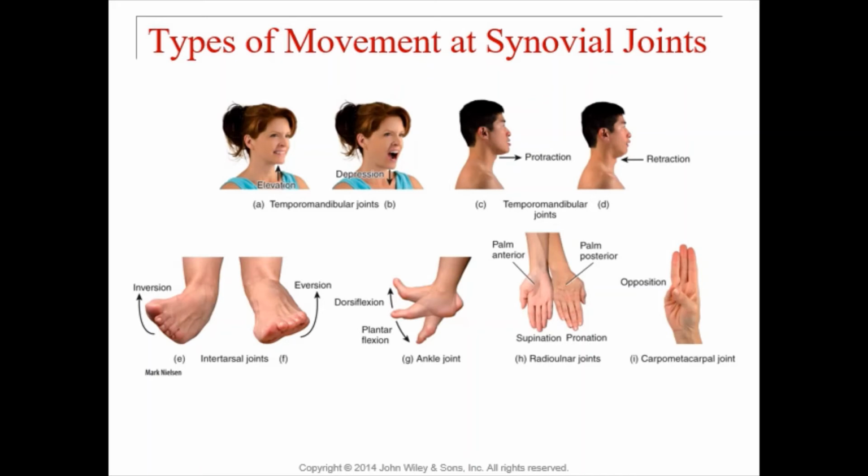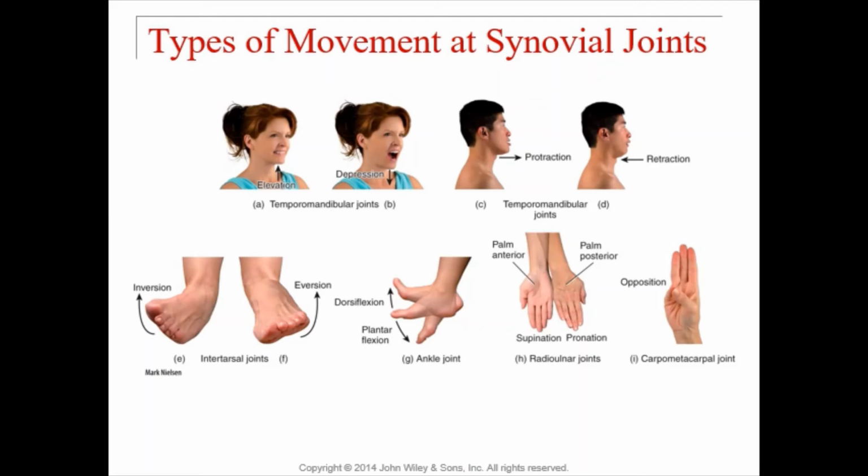In pronation, the palm of the hand goes from facing anterior to posterior. That's pronation. And then one last movement occurs specifically in the hand. It's really the movement of the thumb. It's called opposition. Opposition, by definition, is your thumb's ability to touch the other fingers.